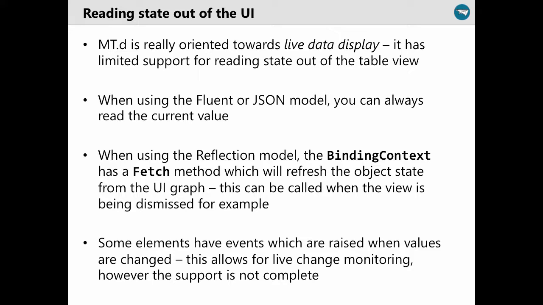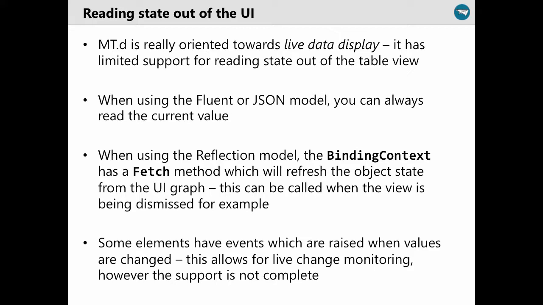So I mentioned this when we were talking about the reflection API, and it just depends upon the model that you use to load the DialogViewController. So when you use the reflection model, recall that you had to use the binding context and call fetch. That will then go and get the results out of the UI and put them back into your object state. When you use the Fluent or JSON model, you can actually just go and read the data itself right out of the elements.